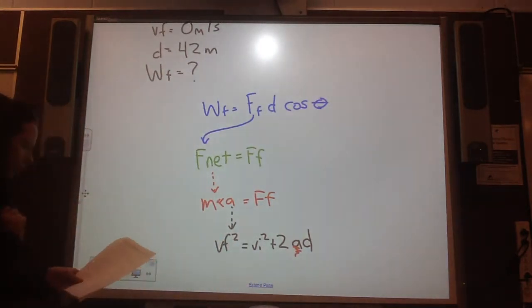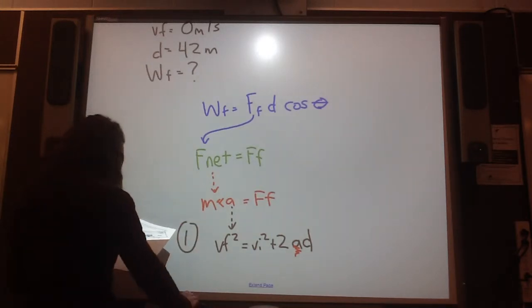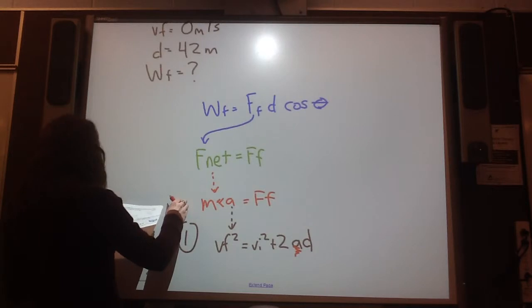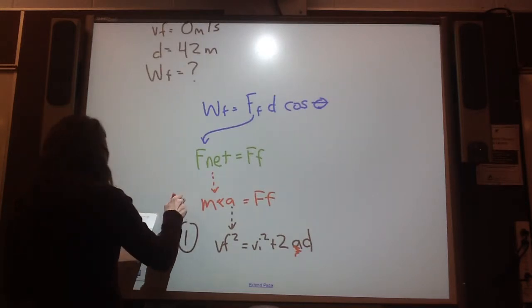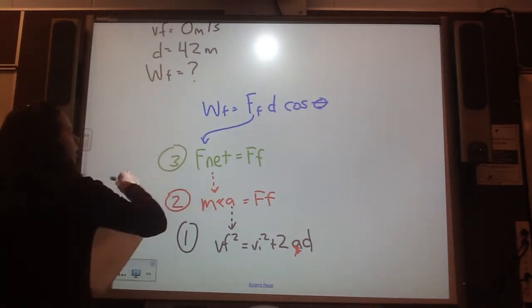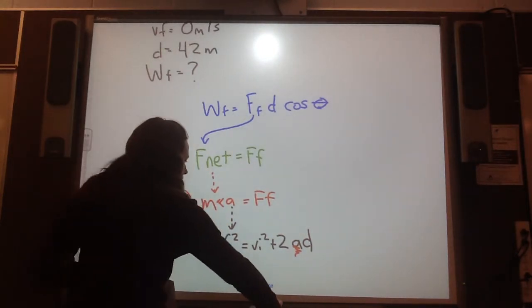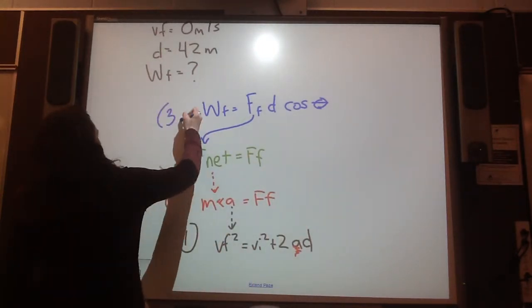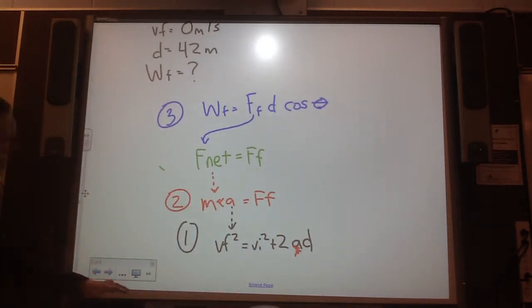So what we're going to do is do this one first. That's number 1. Then we'll do this one second. And then we will do this one third. Really, that's just our conclusion. So that's the pathway that we're going to take with this question.